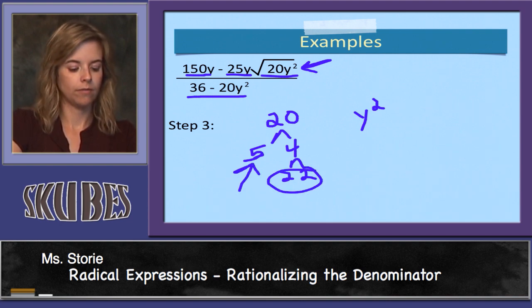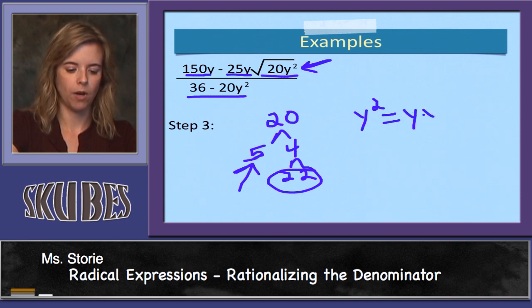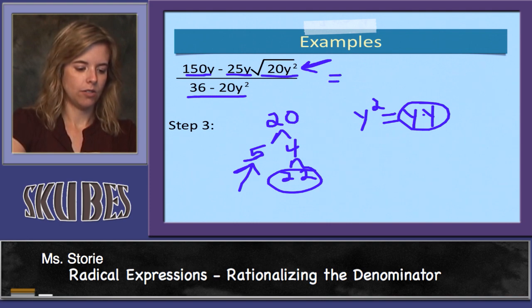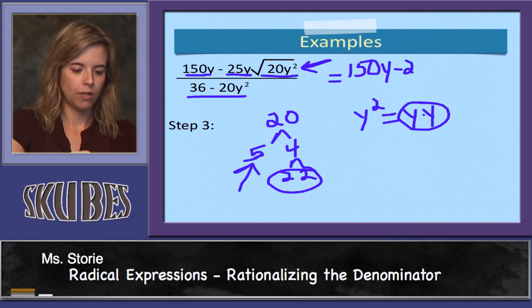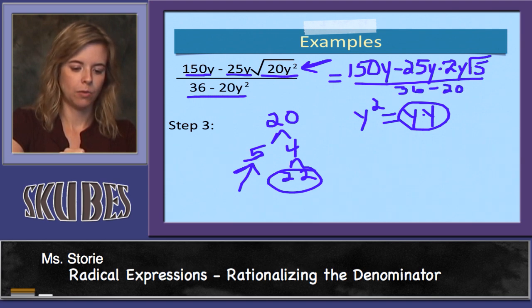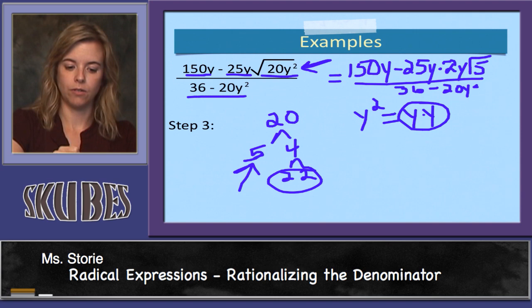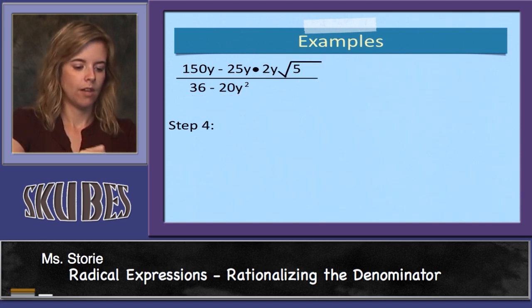Pair of 2's. The 2 comes out, and the 5 goes back in. Now y squared really means that we have y times y. We have a pair of y's. So actually we can change that into 150y minus 25y times 2y, and then our radical of 5 that was left over. That's what we can do to the numerator. We're going to leave the denominator as it stands, 36 minus 20y squared, because there's nothing we could do to reduce it.